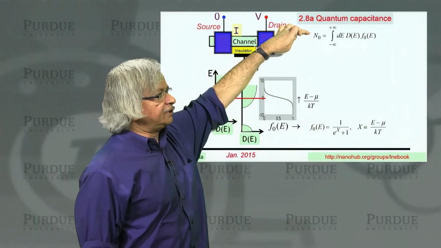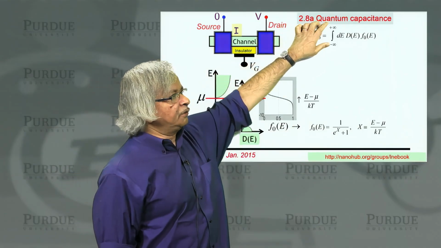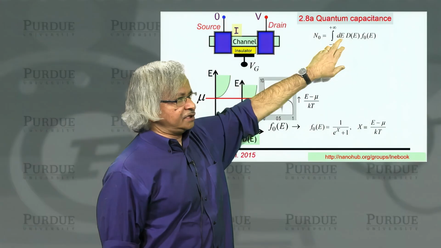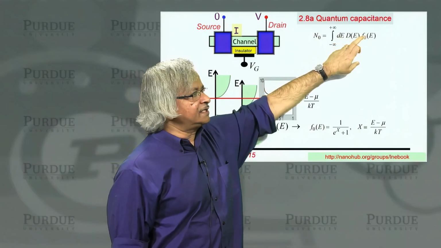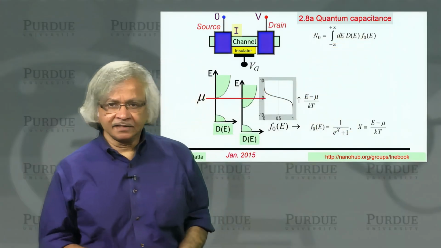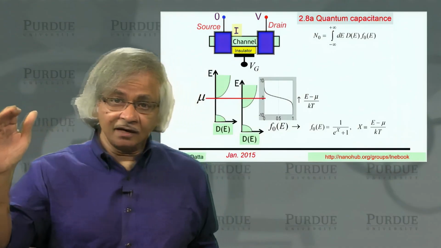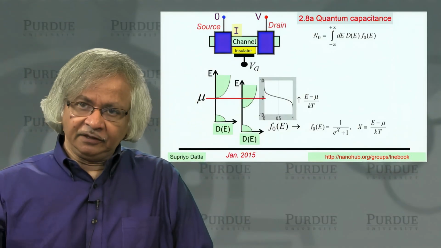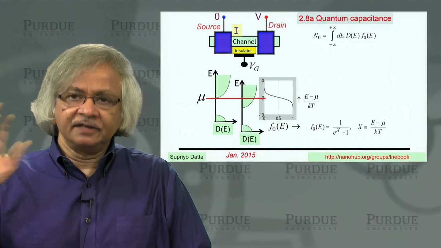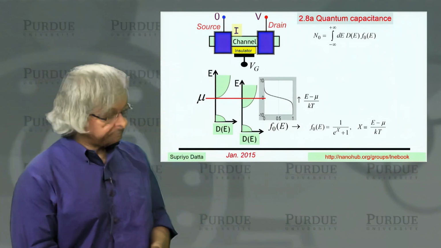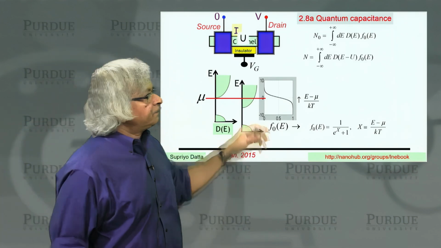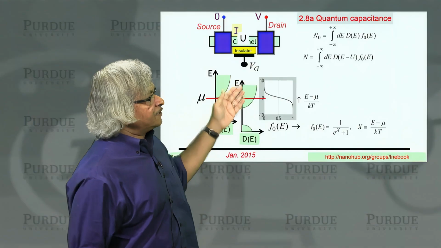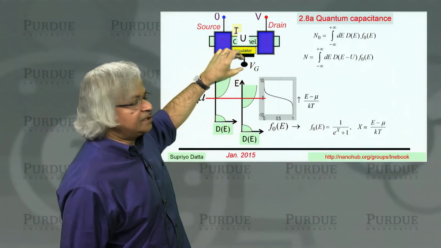So what's the number of electrons? Well, it's equal to the integral over energy of the density of states times the Fermi function. Density of states tells you how many states there are. Fermi function tells you what fraction of them are filled. So D times F is like the electron density.